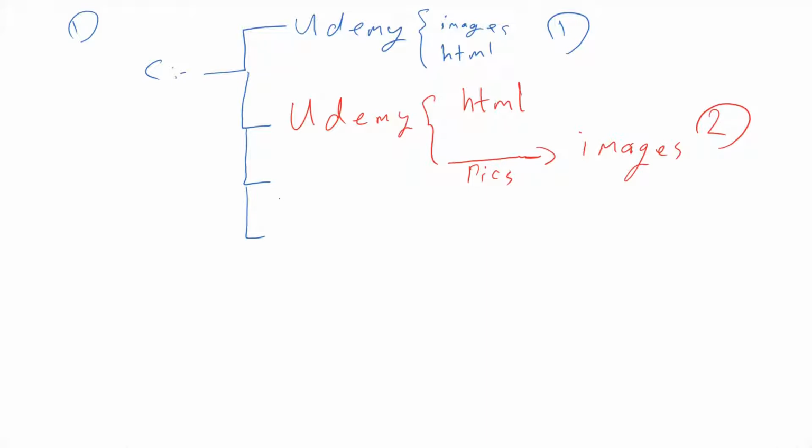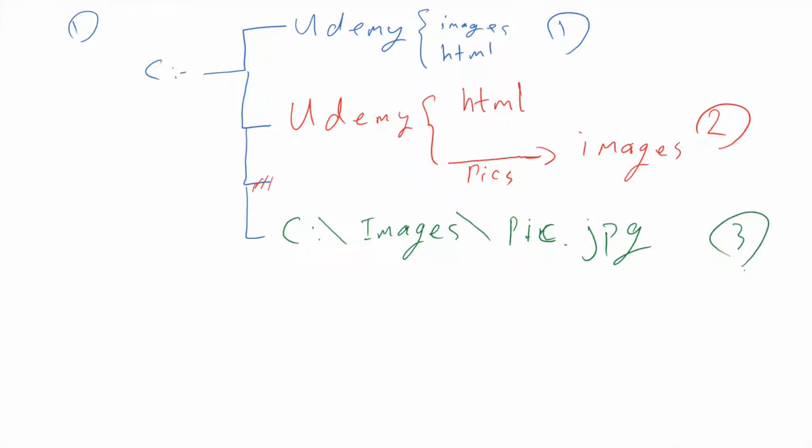The third situation, I don't want to use this one. It's a bit close, so leave this one. So situation number three, if I have a specific folder, images, and this folder contains the picture, for example, .jpg. And this is my third situation, and I want to use this exact path. So this case number three.